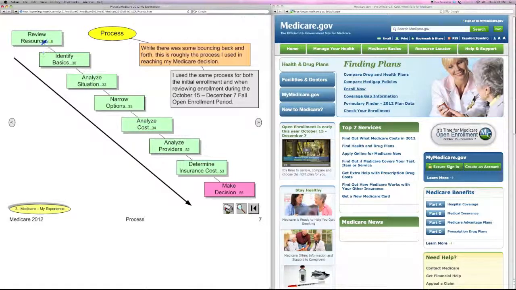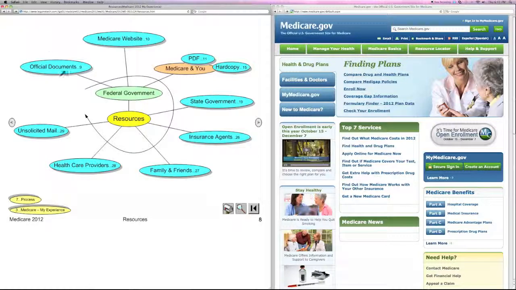First thing that I did was review resources, and you can go to the web book of this and look at the various things that I looked at there. There's official documents. The Medicare website's extremely valuable. And state government. The Medicare and You is a book that's available from the Medicare office, insurance agents, and so forth.